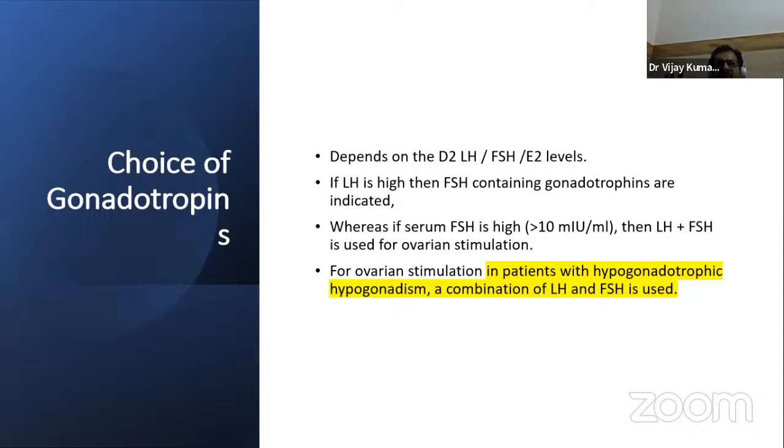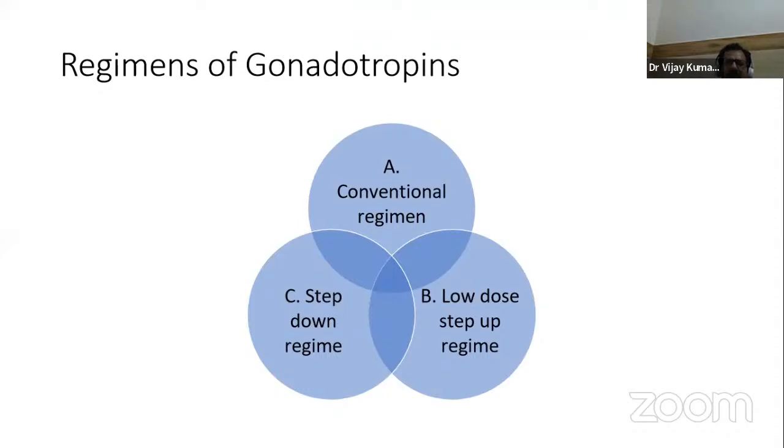That adds to the cost of the management of the ovulation induction with IUI. So for ovarian stimulation in patients with hypogonadotrophic hypogonadism, a combination of LH and FSH is used. What are the various regimens of using the gonadotropins? It could be the conventional regimen, which I will be telling in detail, or it could be the step down or low dose step up regime. So these are some of the regimes which we use for using the gonadotropins.